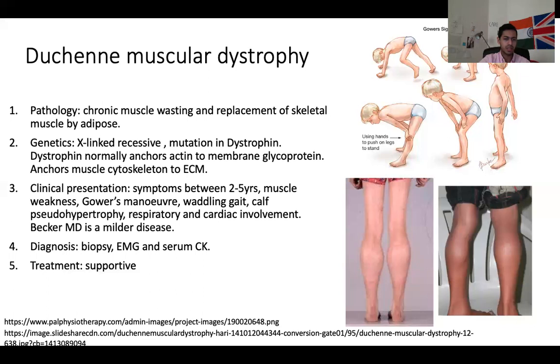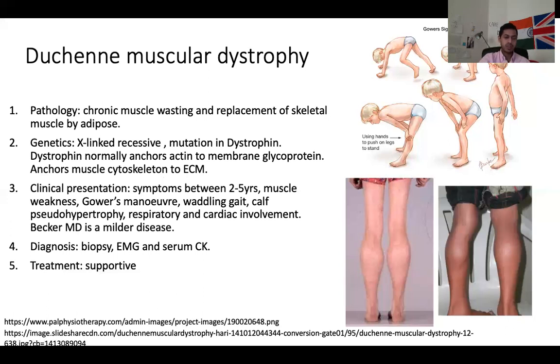Diagnosis, I forgot to mention here, but clinical or physical examination, as we can see with the Gower's sign and the pseudohypertrophy. A biopsy would be very definitive. We can also perform electromyography to see if there's any muscle tissue which is actually conducting any action potentials, and then finally we can have serum creatine kinase, which is very significant as well. Treatment-wise, it's usually supportive therapy, as there are no set treatments to be able to cure this dystrophy.